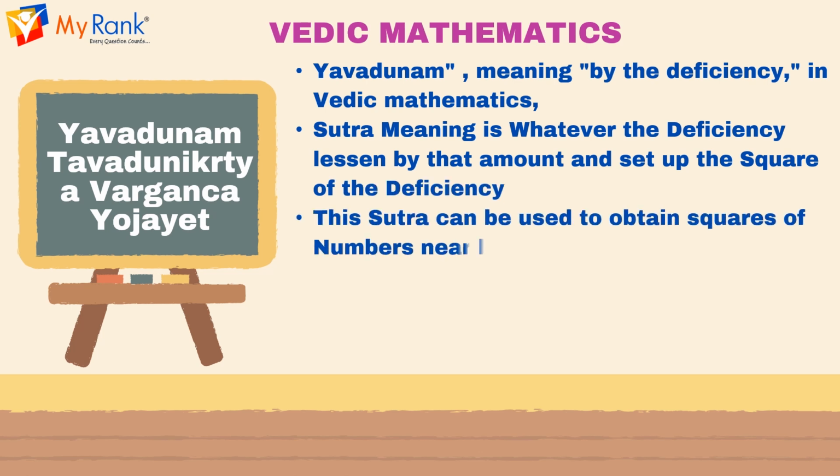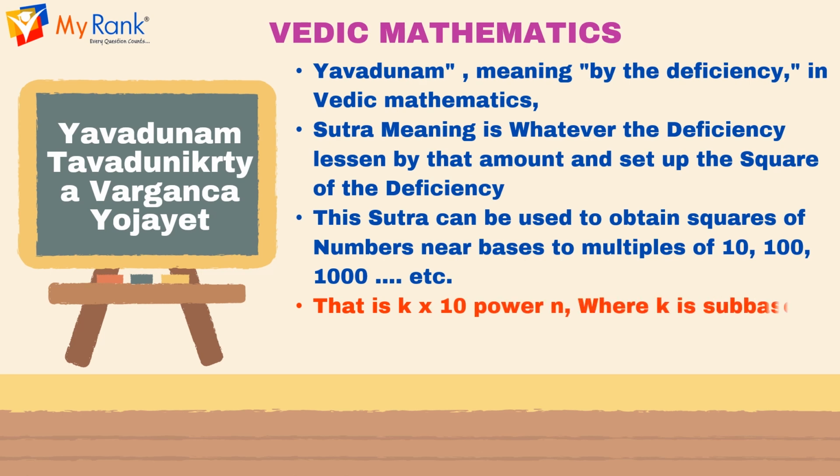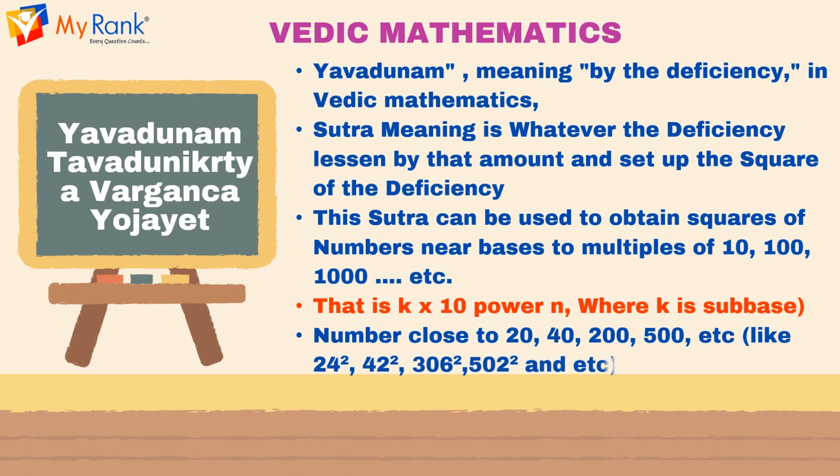The sutra can be used to obtain squares of numbers near bases that are multiples of 10, 100, 1000 and so on. That is k into 10 power n, where k is the subbase. Numbers close to 20, 40, 200, 500 and so on, like 24 square, 42 square, 306 square, 502 square and so on.